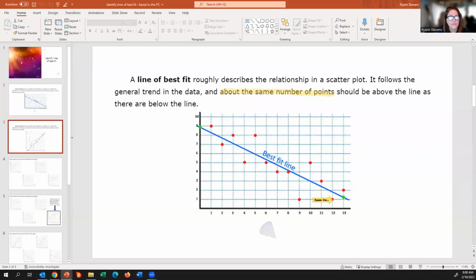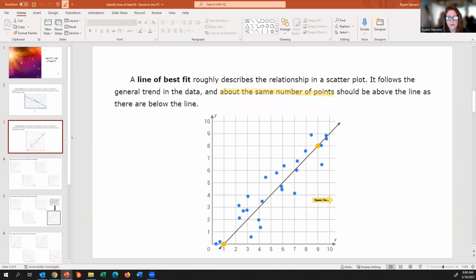So when we look at this example, again, we're looking for the same number of points, but in this case, the scatter plot is different. So we want to see that that line is going to generally go through the data points and have the same number on the top or the bottom.